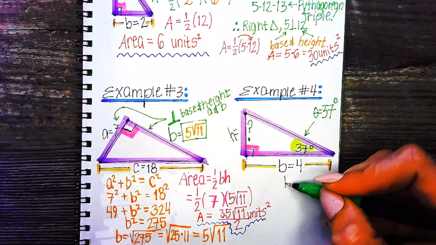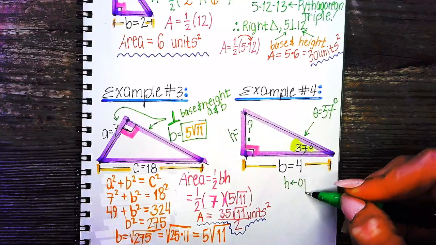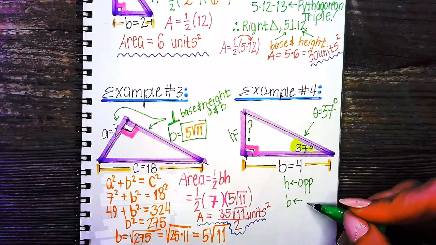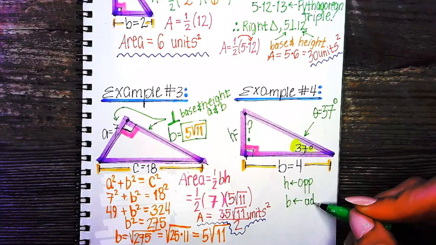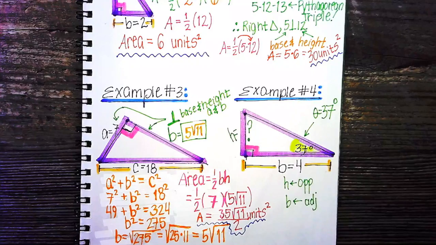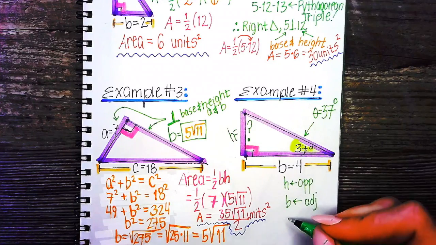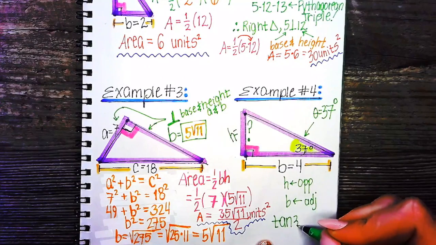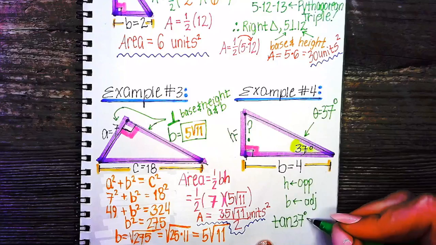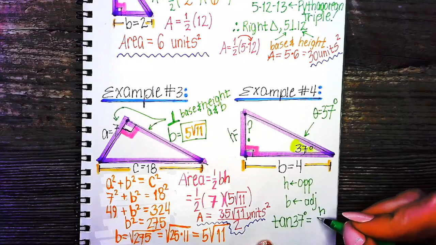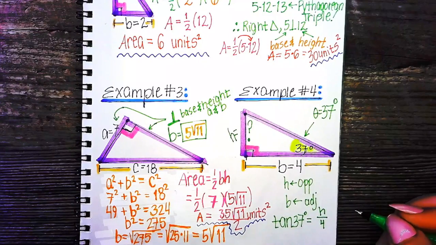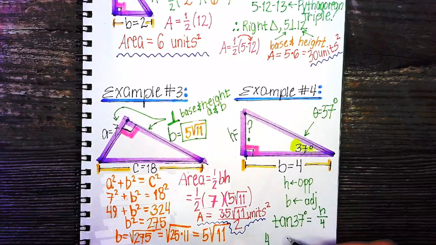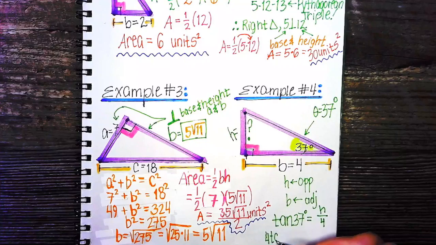We don't have the height of this triangle. The height happens to be the opposite side with respect to the angle 37 degrees. B equals 4 would be the adjacent side. Whenever you're working with the opposite and adjacent sides of a triangle with respect to a given angle, that requires the use of tangent. In this example, we'll have tan 37 equals opposite h over adjacent 4. Multiply both sides by 4 and we'll get that the height is equal to 4 tan 37.